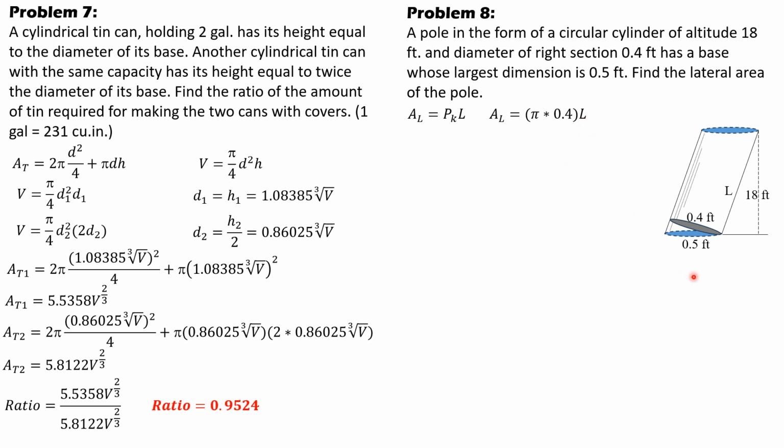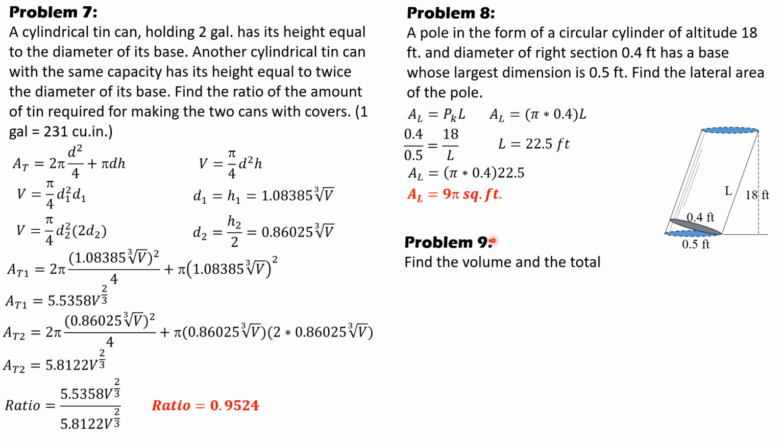To solve for L, we have here similar triangles, opposite to hypotenuse. So 0.4 is to 0.5 as, if this is theta, 18 is to L. So L is equal to 22.5 feet. Substitute into this working equation that is already set up. So lateral area is pi times 0.4 times 22.5. So the lateral area is equal to 9 pi square feet.